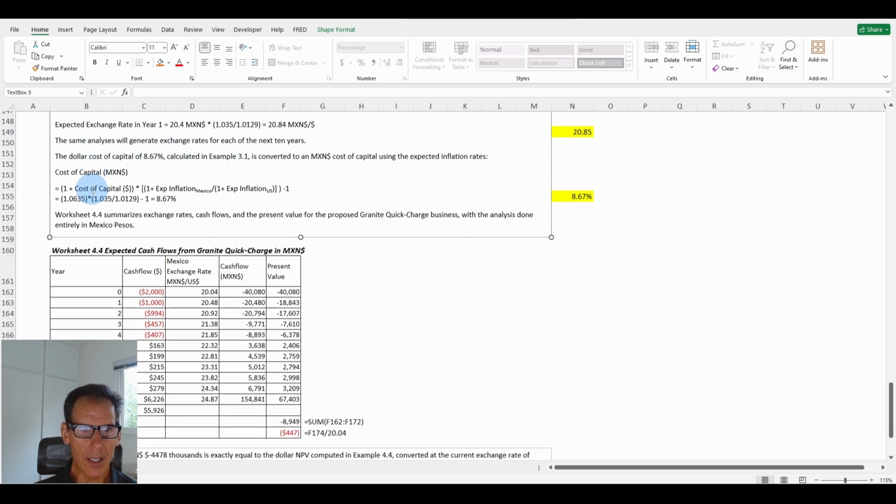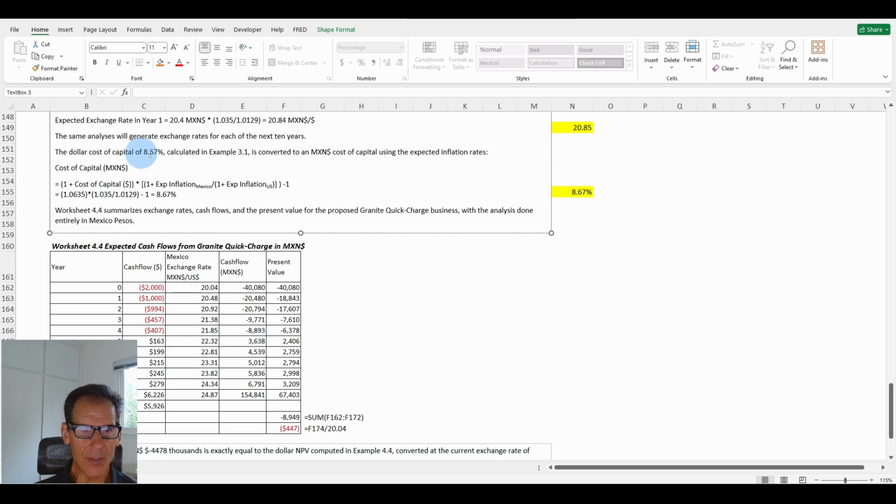The dollar cost of capital of 6.35% calculated in example 3.1 is converted to a Mexican peso cost of capital using the expected inflation rates. Cost of capital equals 1 plus cost of capital dollar, times 1 plus expected inflation Mexico, divided by 1 plus expected inflation US. 1.0635 times 1.035 divided by 1.0129 minus 1 equals 8.67%.